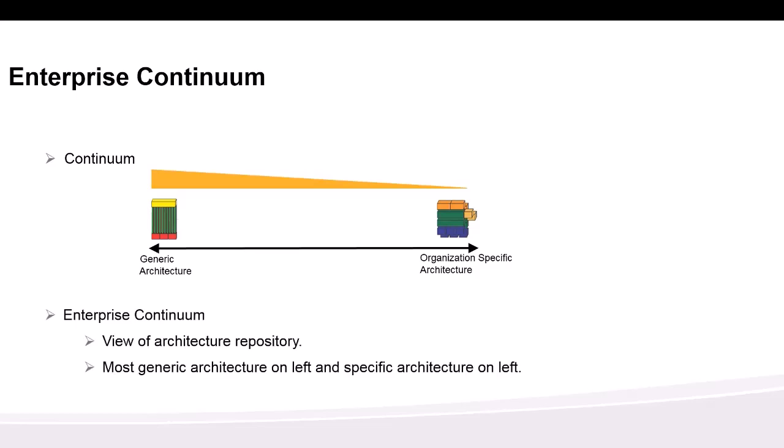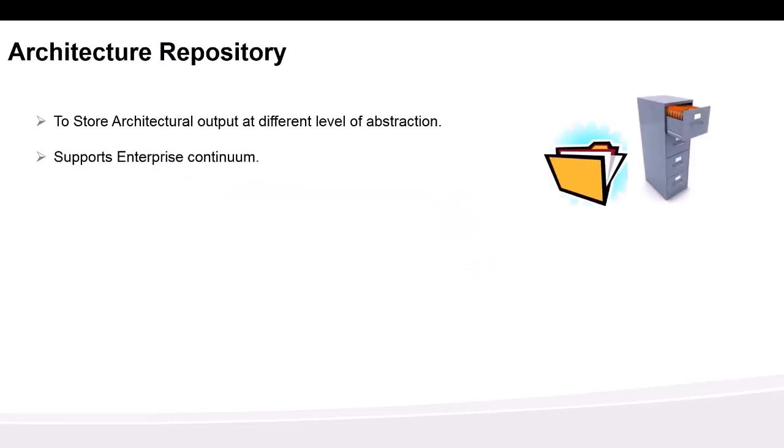So enterprise continuum is nothing but a view of the architecture repository which shows the evolution of related architecture from generic to specific, from abstract to concrete, or from logical to physical. We will be looking into enterprise continuum in detail in a future chapter. There's a whole section dedicated to enterprise continuum.